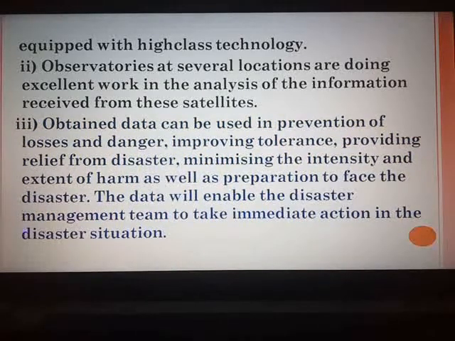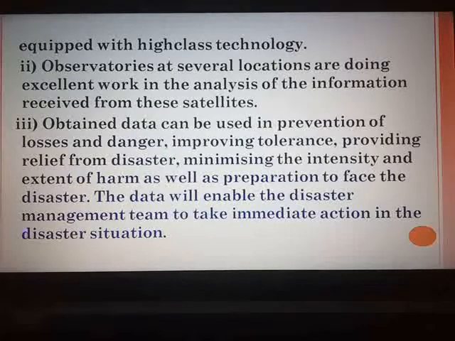Third point, all of you refer to page number 105, blue colored block. Now all this information you have got from the satellites is provided to the other departments. The disaster management team has come to know. Now what will the team do with this data?